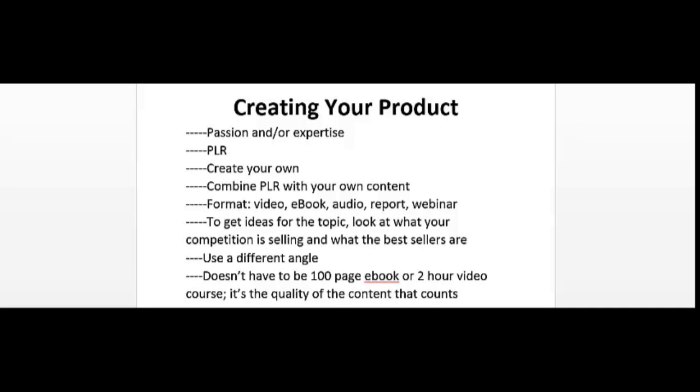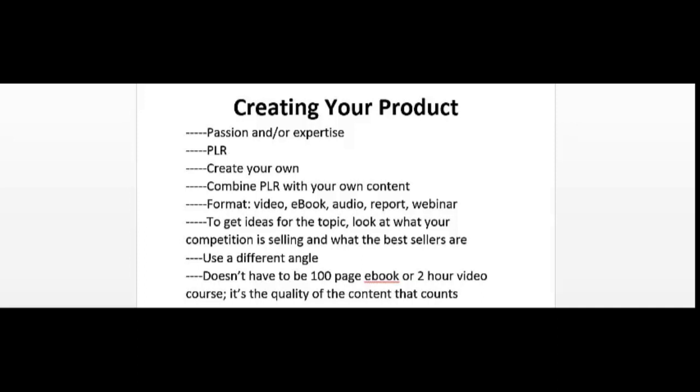Now, to get ideas for the topic, look at what your competition is selling and what the best sellers are. Because chances are, if you create an information product on a similar topic to what's selling hot, chances are people are also going to want to buy your product. Okay. Now, I'm not telling you to plagiarize anybody. You're going to do your own research. You're going to come up with your own content. You could even add a little bit of PLR if you want, and you're also going to use a different angle.